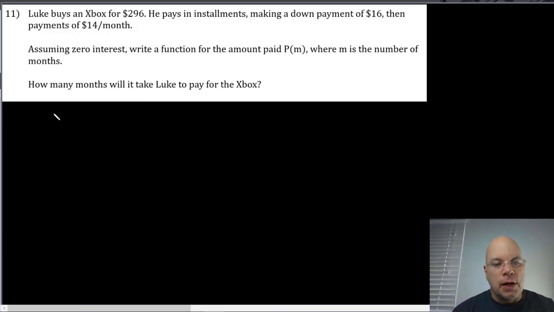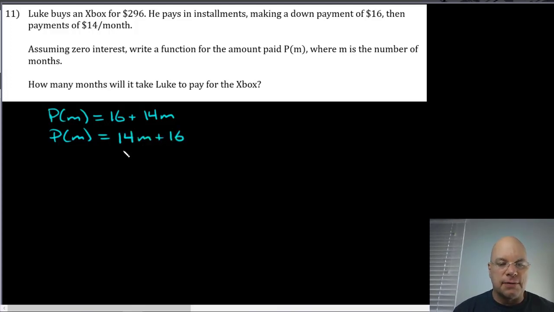So our function is P of M, the amount paid in terms of the number of months that Luke's been paying for the Xbox. And that will be equal to, we know he makes a down payment right away of $16. And then he pays $14 per month, so $14 multiplied by the number of months. And of course that could be written with the variable term first, 14m plus 16.